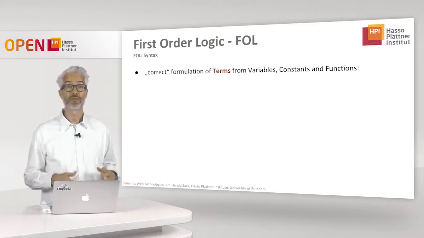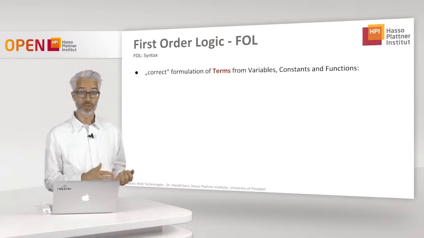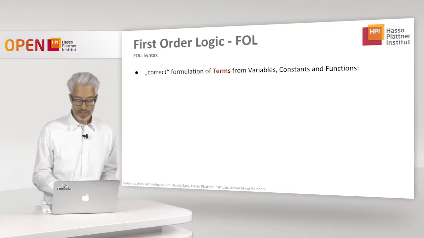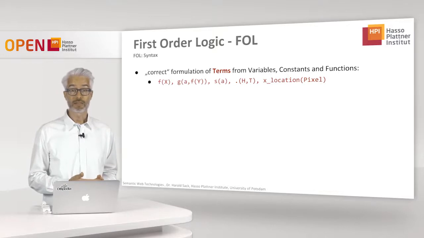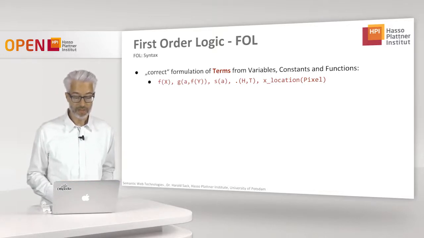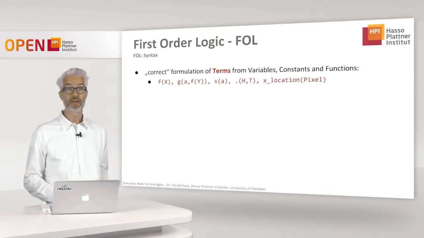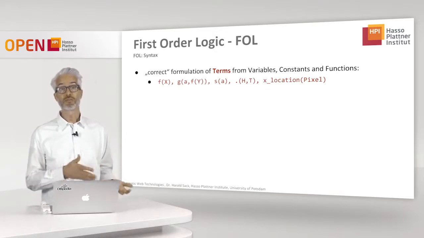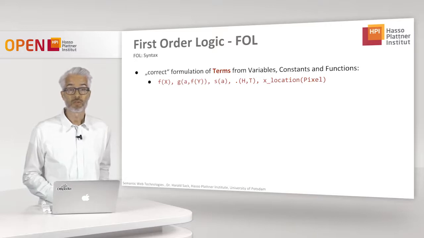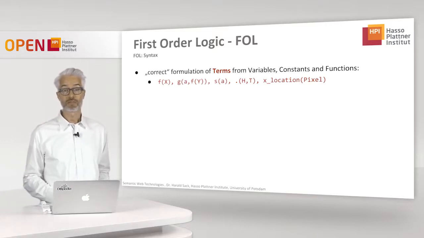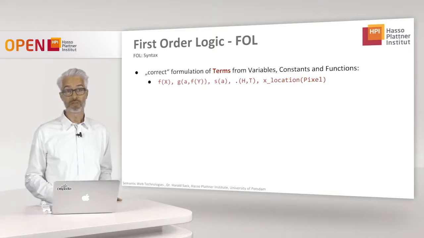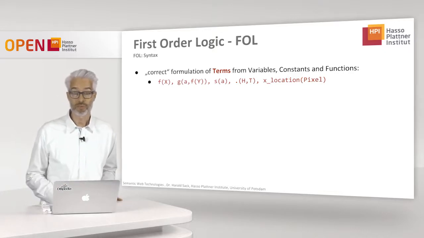So what we do now first is we start with the correct formulation of so-called terms. And terms consist of variables, constants, and functions. So like you see here, the first example is a function f over the variable x, or you can have a function g over two arguments. First one is a constant, second one is a function of a variable, and so on and so on. So you see you have many possibilities to formulate correct terms.